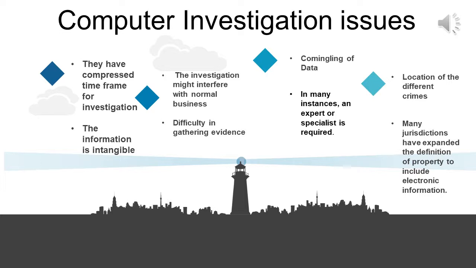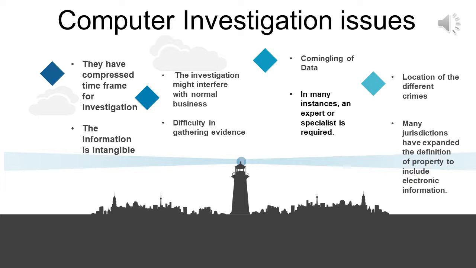Another issue would be commingling of data. The data associated with the criminal investigation might be located on the same computer as data needed for normal conduct of business. So this is what commingling of data means basically. And another issue in investigation is that in many instances an expert or specialist is required.